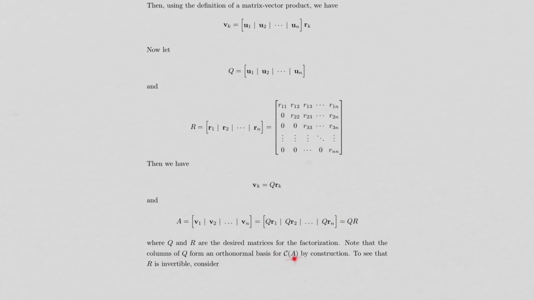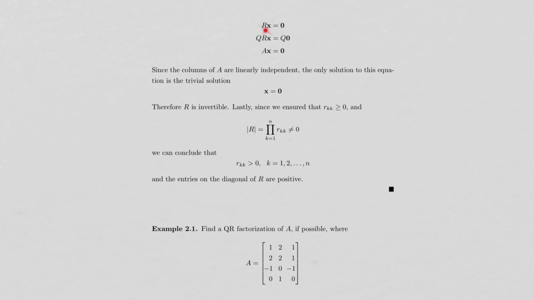Clearly, the columns of Q form an orthonormal basis for the column space of A because of how we defined Q. Remember, the U's are the orthonormal basis vectors for the column space of A. But what about R? Well, R is upper triangular. Is it invertible? To see that R is invertible, we can consider this equation, Rx equals 0.